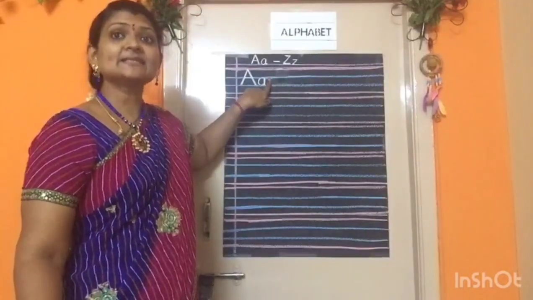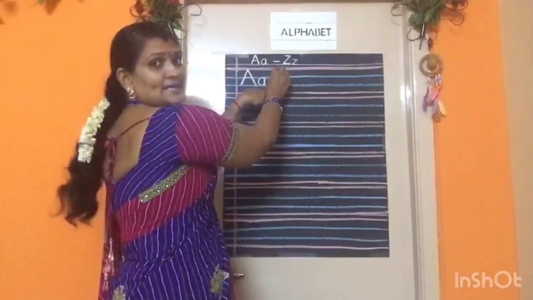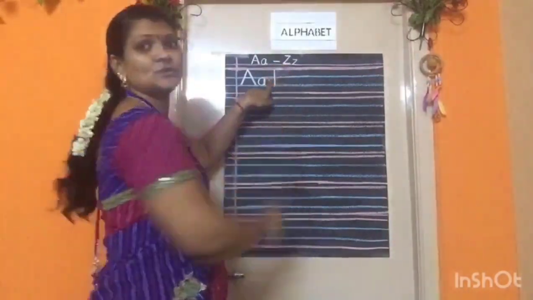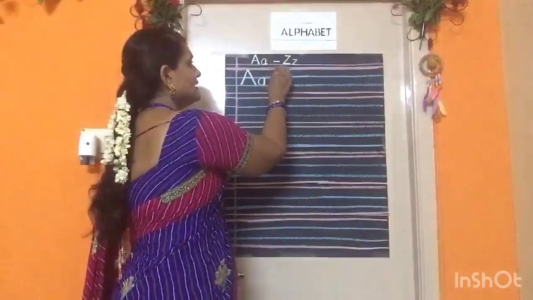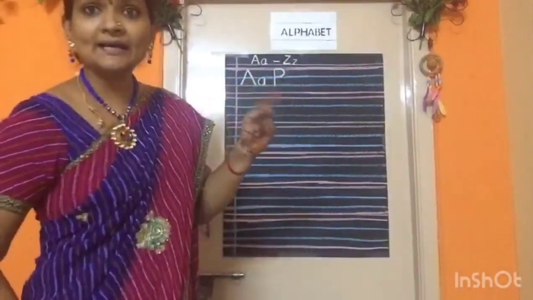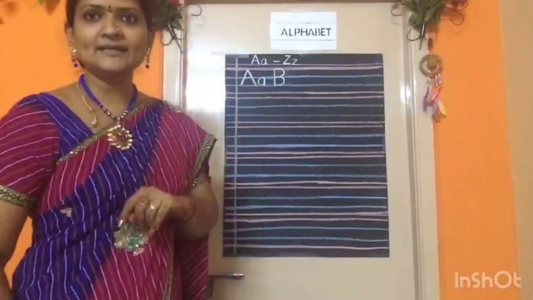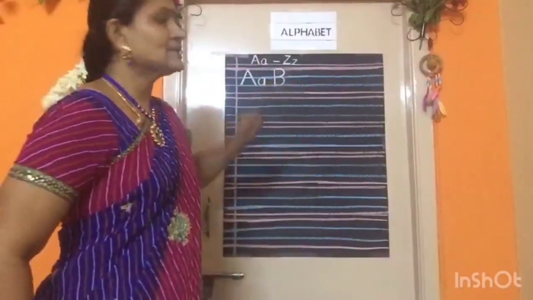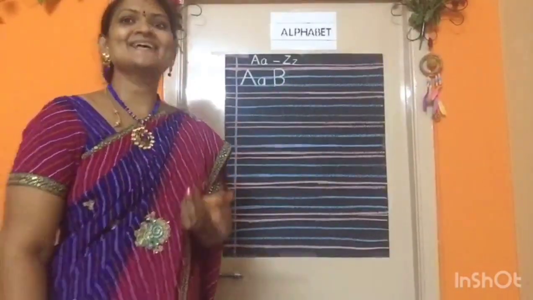Then write the capital B. Immediately after the finger you have to write from pink line to blue line, vertical line. Then pink line to blue line, right curve. Again in the blue lines, right curve. It becomes capital B. Now what we have to write?